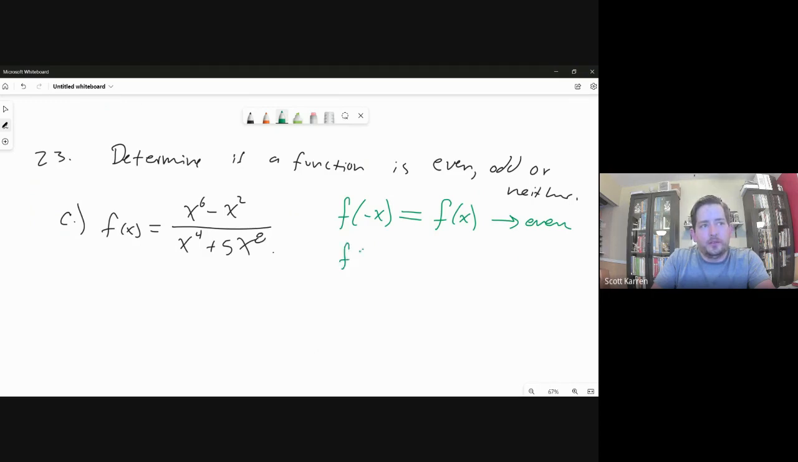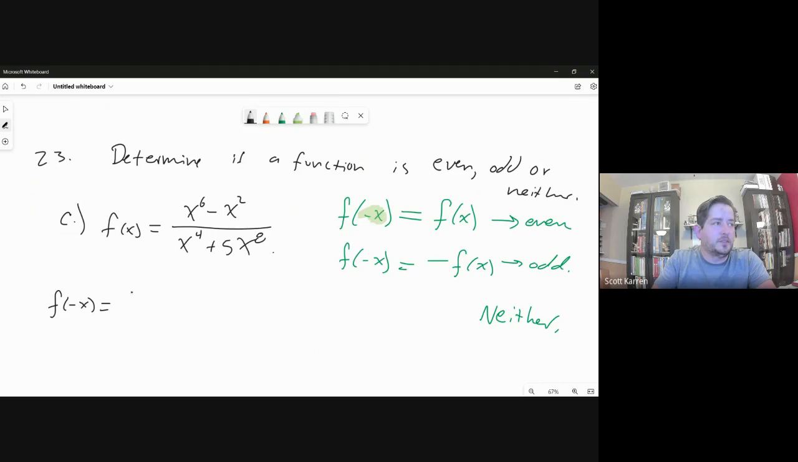But alternatively, if I plug in negative x and this thing simplifies down to the opposite sign of f of x, then this thing is odd. But if neither one of those cases happens, then the function is neither. So the key is I'm going to plug in negative x for x, find f of negative x, and see if I can simplify it down to either the same function or the opposite function.